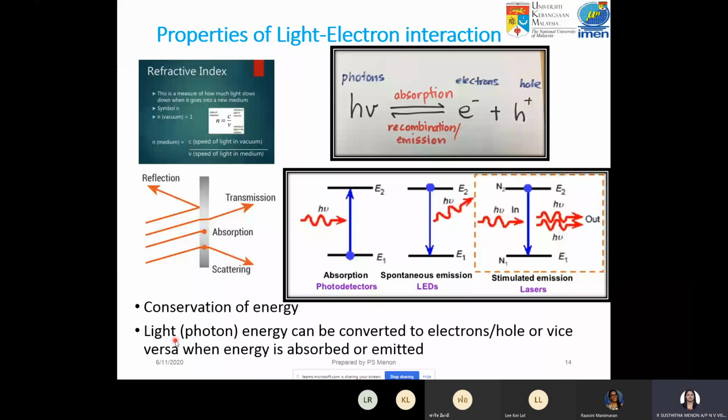So light or photon energy can be converted to electrons or holes, or vice versa, when energy is absorbed or emitted. Basically light can be reflected, transmitted, absorbed, or scattered. And this shows the relation to the refractive index. How do you define refractive index in a particular medium? It is c over v, the speed of light in vacuum over the speed of light in a medium. N equals c over v. Air, n is 1, water, n is 1.33.